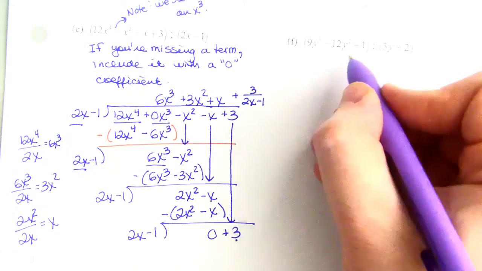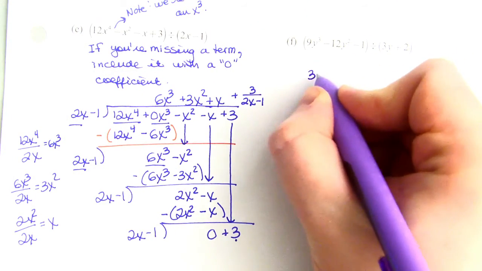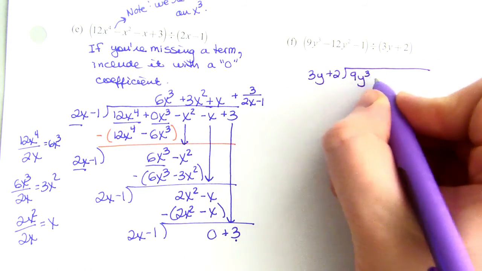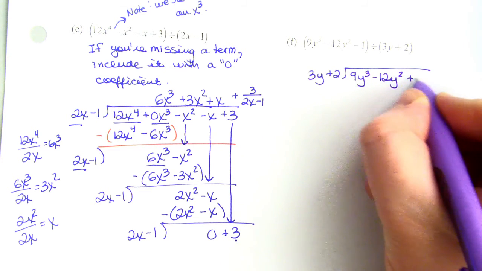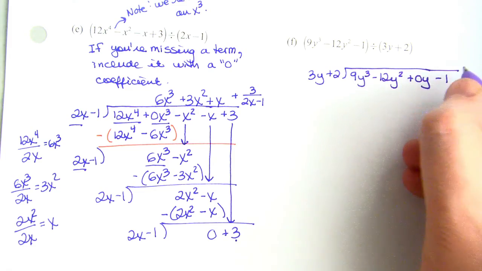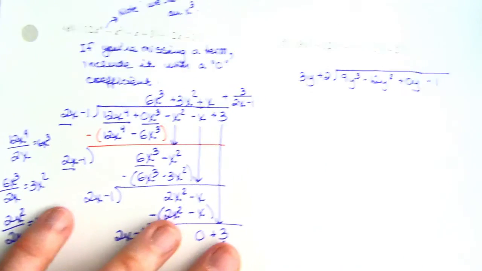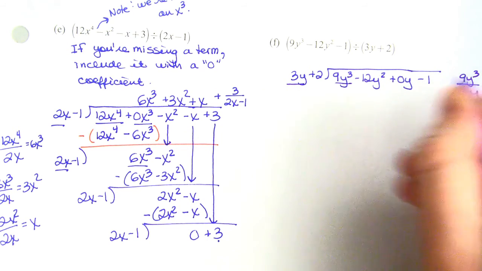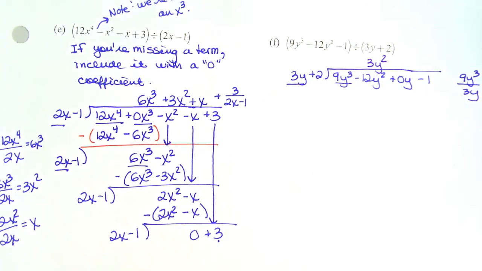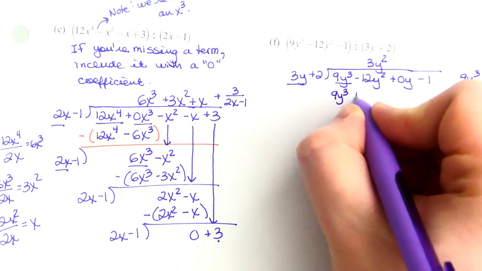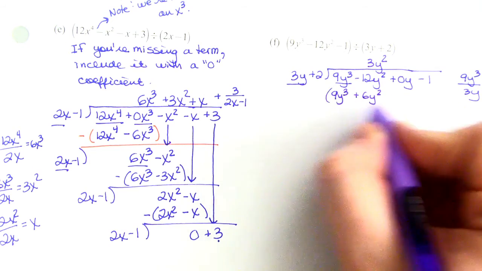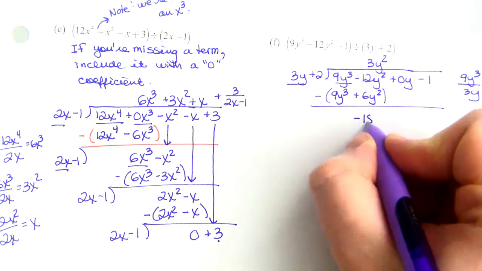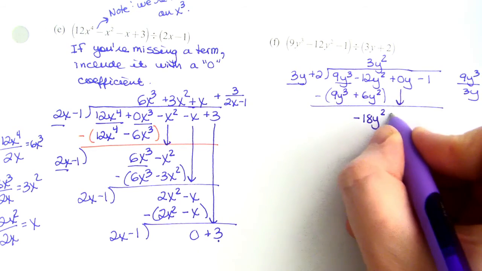I hope you noticed it was missing a y term. So 3y plus 2 divided into 9y to the 3rd minus 12y squared plus 0y minus 1. Here goes. Divide. I'm getting 3y squared. Multiply. 9y cubed plus 6y squared. Parentheses, and we're going to subtract. Gone. Negative 12 minus 6 is negative 18y squared. Bring down the 0y.